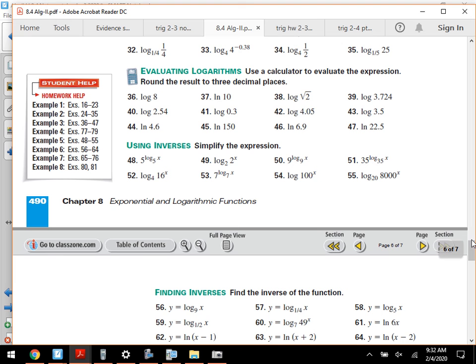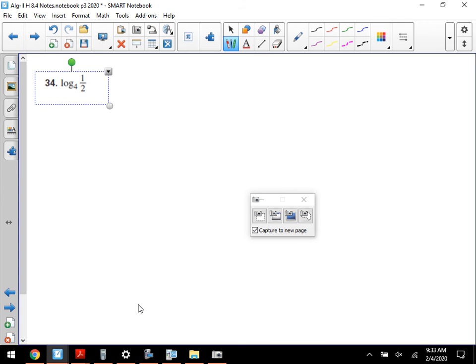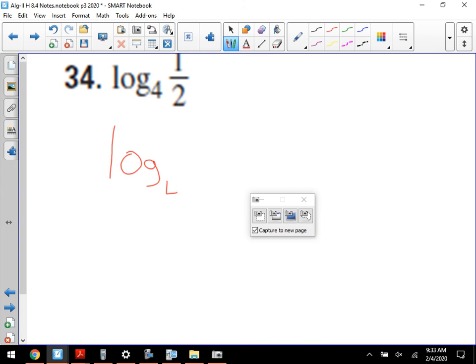Log base 4 of 1/2. So I had to figure out how do I write 1/2 as a base 4. So let's see, log base 4. How do I get 4 to what power equals 1/2? Negative 1/2. So then my answer would be negative 1/2.